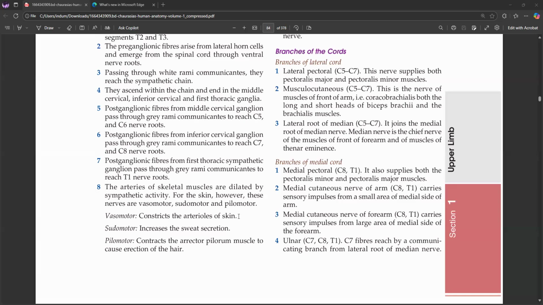Number 8. The arteries of skeletal muscles are dilated by sympathetic activity. For the skin, however, these nerves are vasomotor, pseudomotor, and pilomotor. Vasomotor constricts the arterioles of skin. Pseudomotor increases the sweat secretion. Pilomotor contracts the arrector pili muscle to cause erection of the hair.